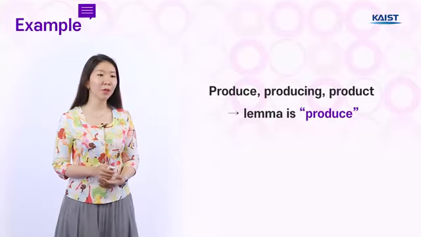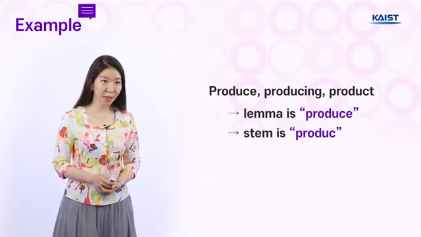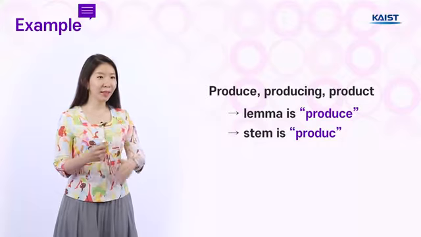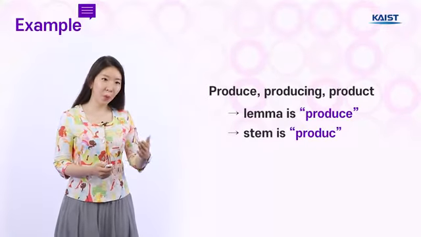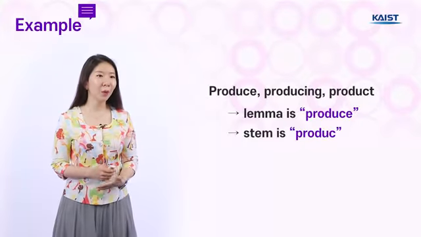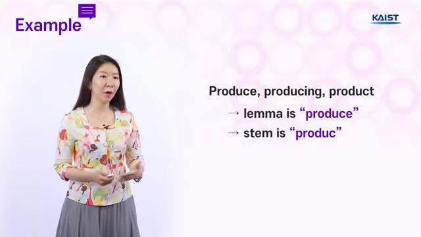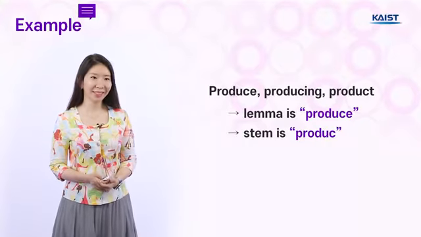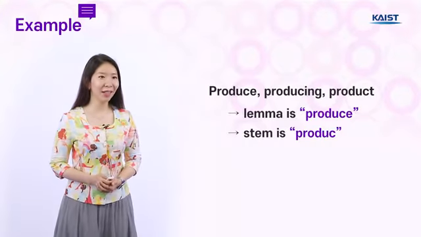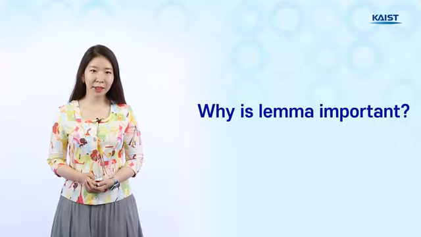However, the stem is product, which means P-R-O-D-U-C. Okay, so we can define that the lemma is produce and the stem is P-R-O-D-U-C, which never changes in any kind of morphological inflection. Okay, so is it clear?